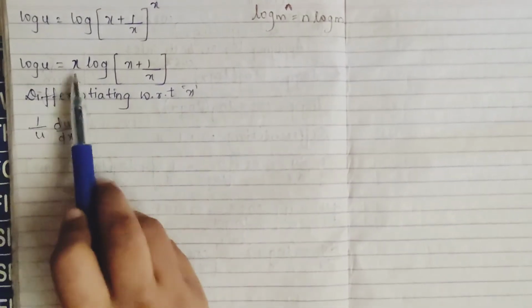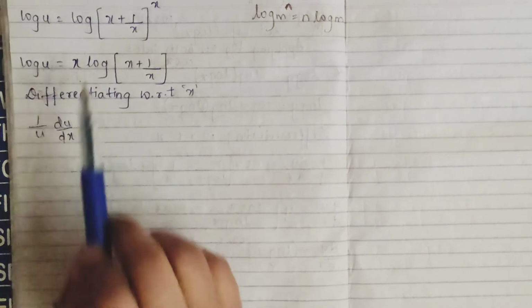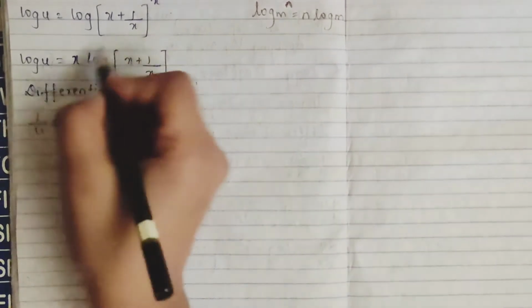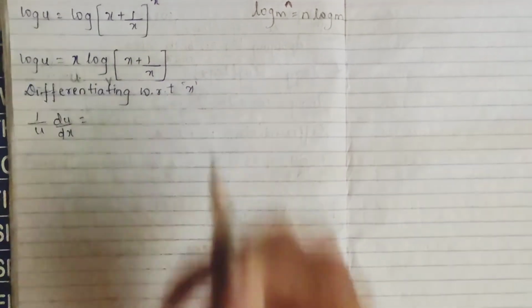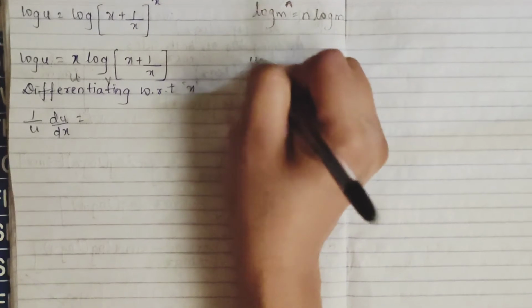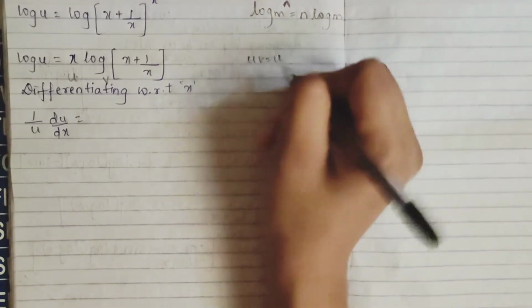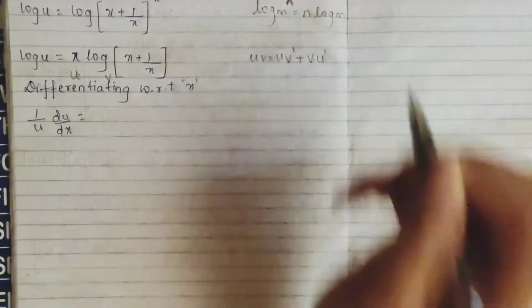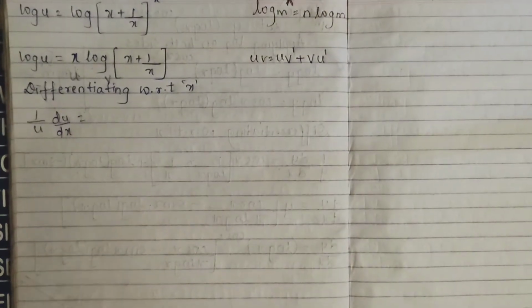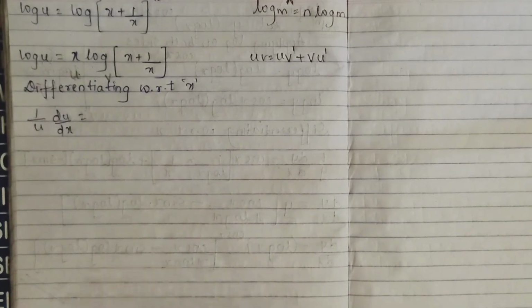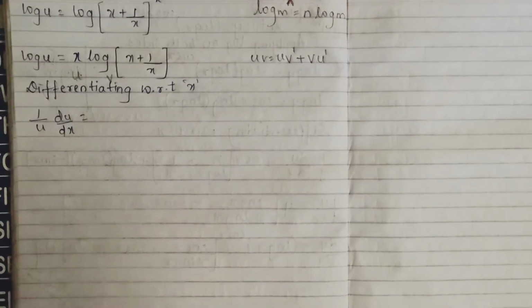And here you see you have x and one more factor, log (x plus 1 by x). So here you have to differentiate using the product rule. You have to take this as u, this as v, and apply your product rule. What does your product rule tell? For u into v, keeping u as it is, differentiating v, plus keeping v as it is, differentiating u: u v dash plus v u dash. In the same way, first we keep u as it is and differentiate v, and then we keep v as it is and differentiate u.